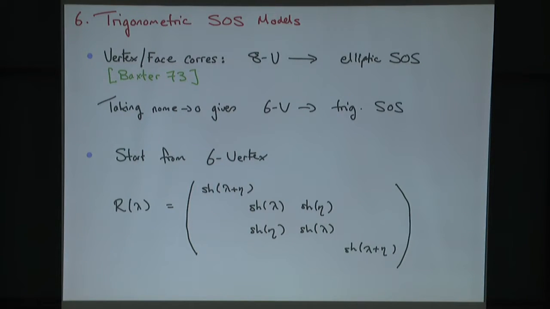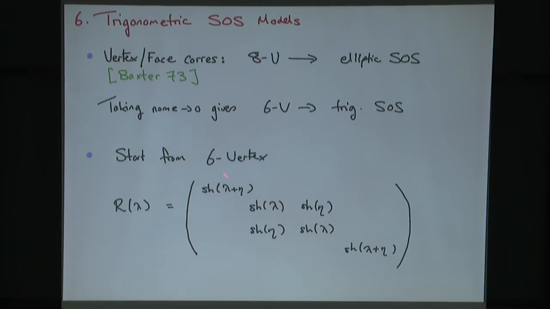Okay, so let me go on and talk about trigonometric SOS. So some people know about this, some people don't, I imagine, in this audience. Probably most people do. Well, there's a vertex phase correspondence that takes the 8 vertex model to elliptic SOS models. So this was in Baxter's 73 papers. And if you take the norm of these elliptic functions to 0, then this gives you a correspondence between the 6 vertex and a trigonometric limit of the SOS models. So let me just quickly run through how that works.